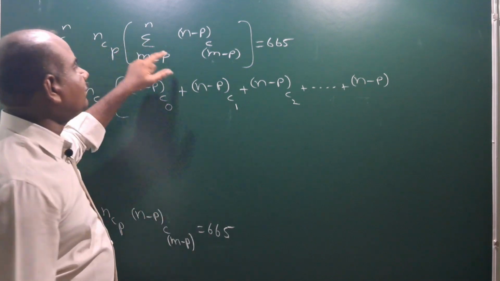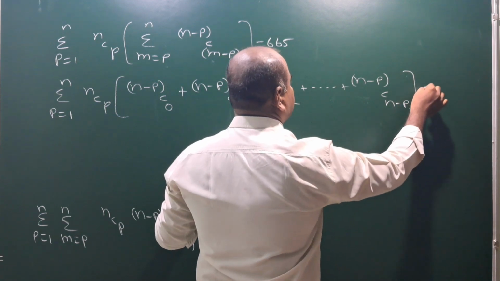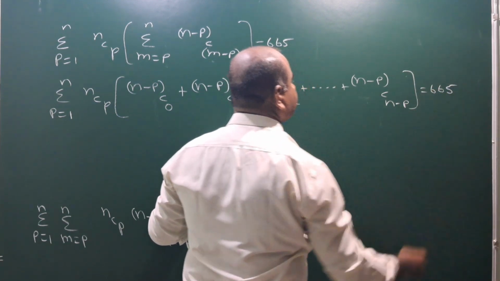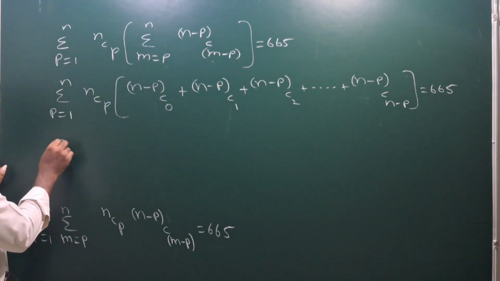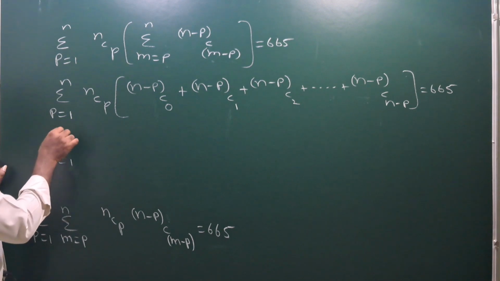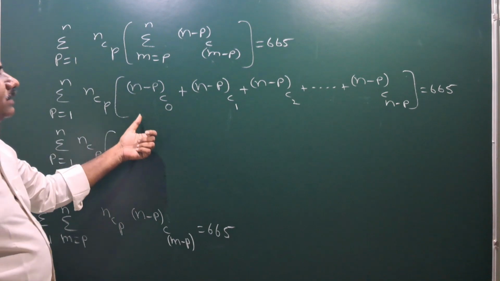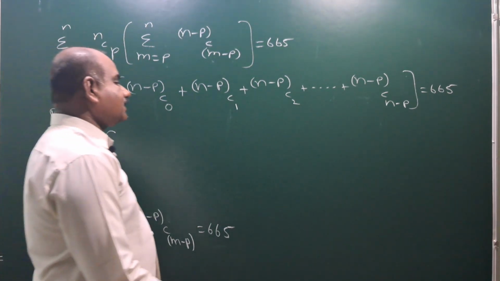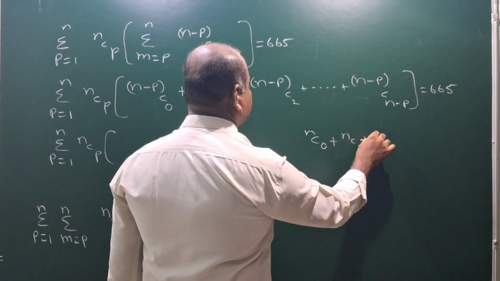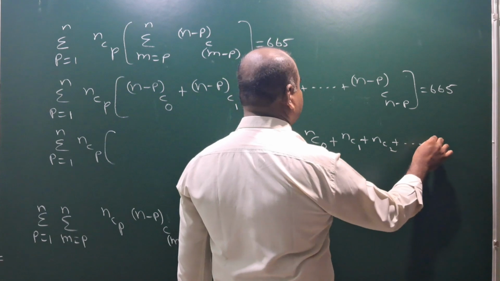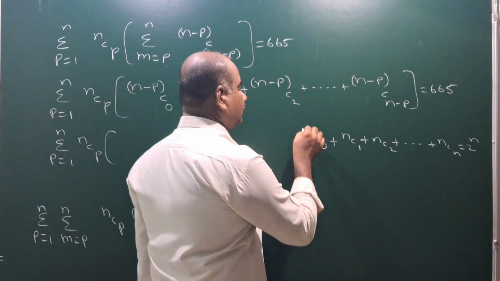So M is equal to N minus P, that is NC(N minus P), which is equal to 665. So that implies sigma P is equal to 1 to N, NCP. By observing this expansion, it is in the form NC0 plus NC1 plus NC2 and so on, NCN. So the formula is 2 power n.